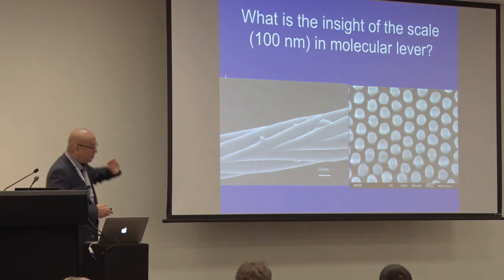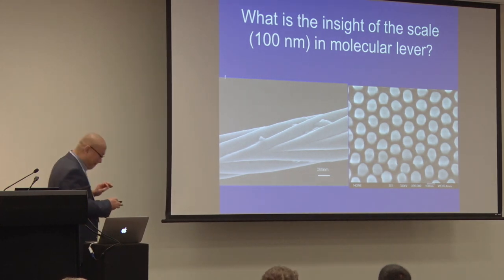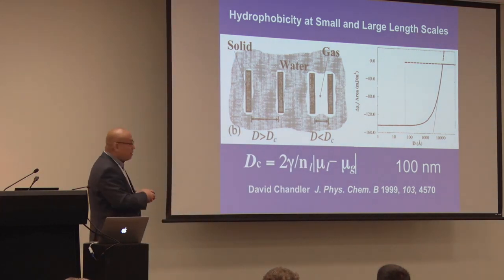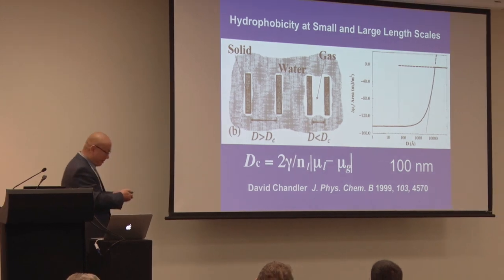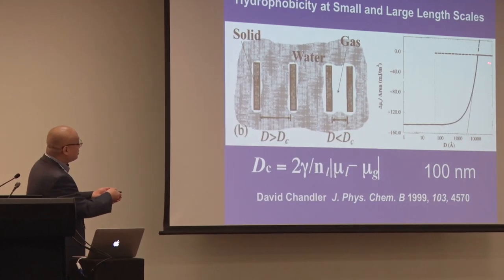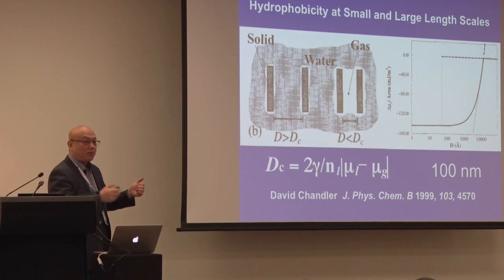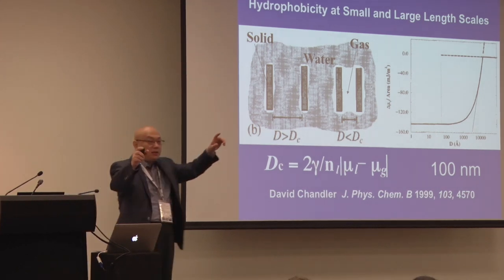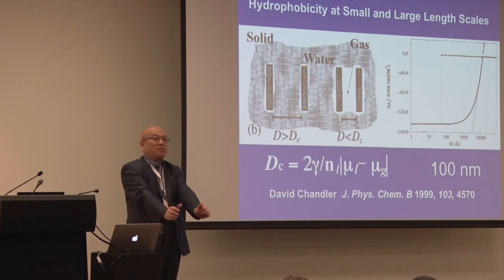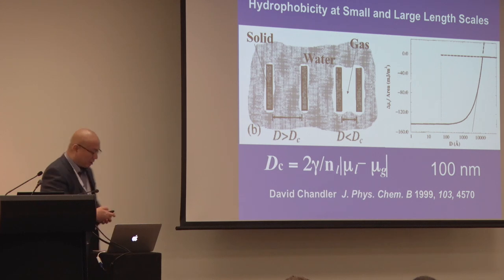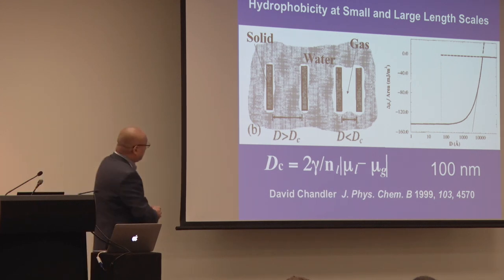So what is the physical chemistry meaning of this 100 nanometer? In 1999, David Chandler did a simulation. What he wanted to know is the critical distance between hydrophobic solids where the water cannot enter between. The result shows 100 nanometer, 1000 angstrom. So this means when two hydrophobic solids are close to 100 nanometer, at room temperature and normal atmosphere, water cannot enter the space between. This is the size effect of the super-wettability.